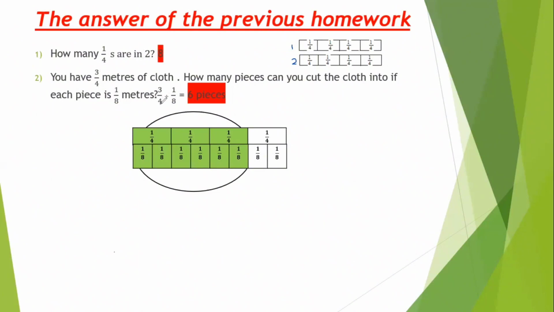First, let's draw a bar and cut it to 4 equal parts and color 3 parts. This is the 3/4 divided by 1/8. So I will draw another rectangle, then I divide it to 8 equal parts. How many 1/8 in the 3/4? Let's count. 1, 2, 3, 4, 5, 6. So 6 pieces.